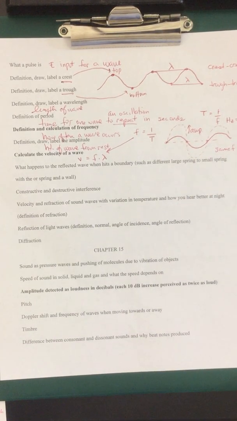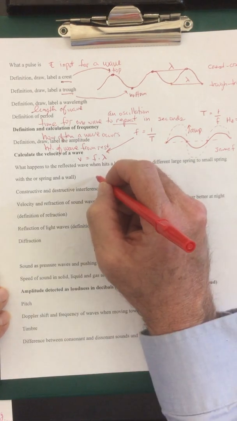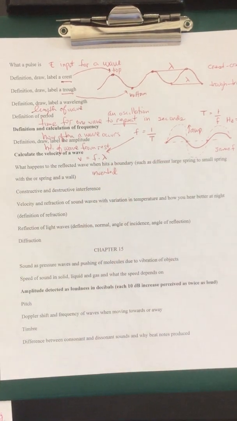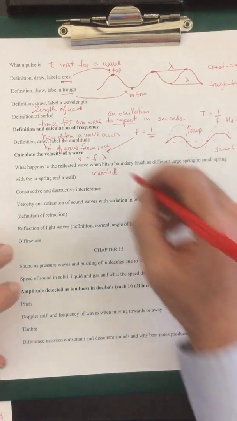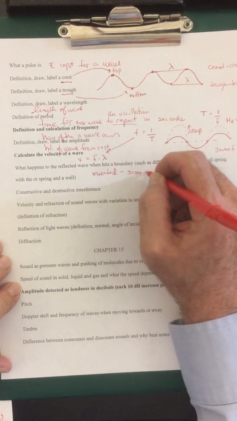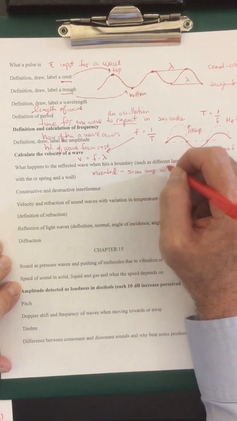What happens to the reflected wave when it hits a boundary, such as a different spring, large spring to small spring, or a wall? If it hits a wall, it's always going to be inverted. So you'll have an inverted wave as a reflection, and it's going to have the same amplitude when you hit a wall.